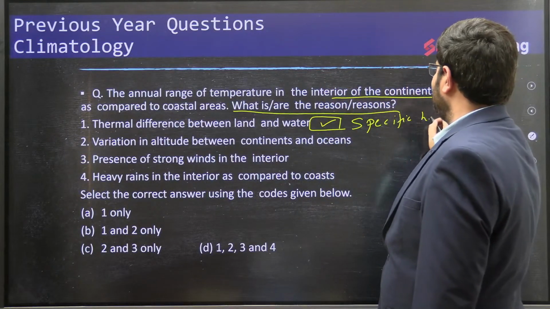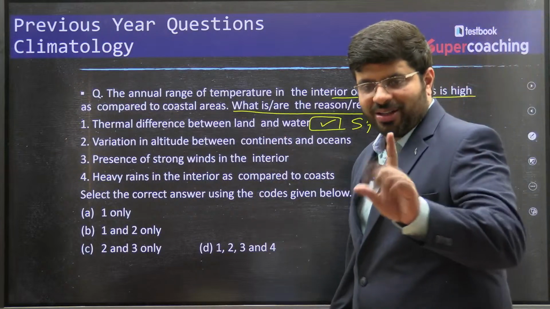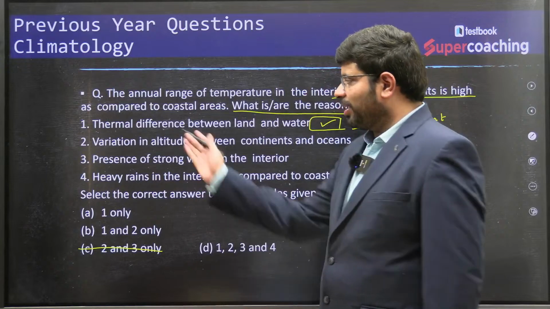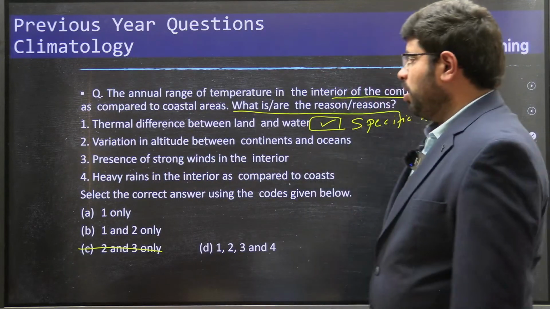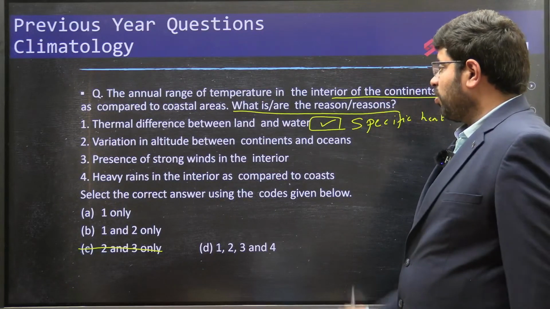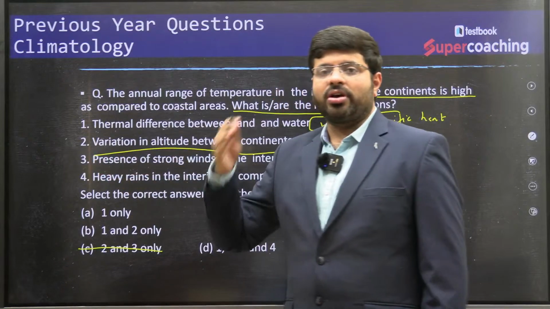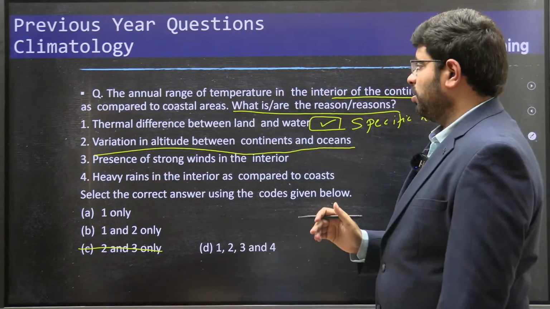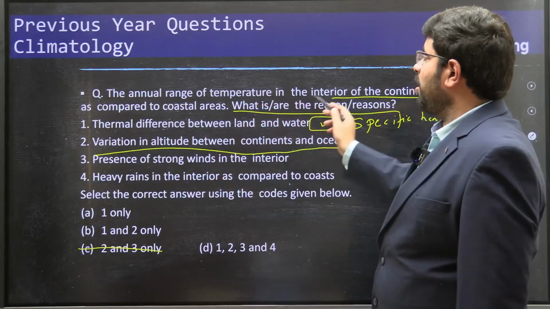So 1 is definitely correct. There is no debate. When 1 is definitely correct, the only option you are eliminating is this. What about the remaining statements? If you see the remaining one, variation in altitude between continents and oceans. Variation in altitude between continents and ocean can be a reason for a difference of temperature, but that altitude is the reason, not the distance from the coastline.